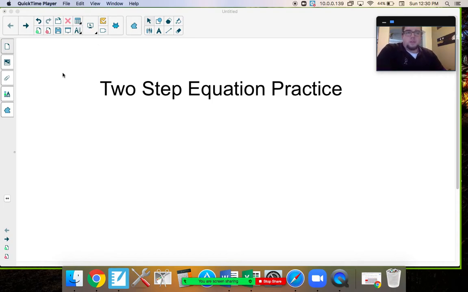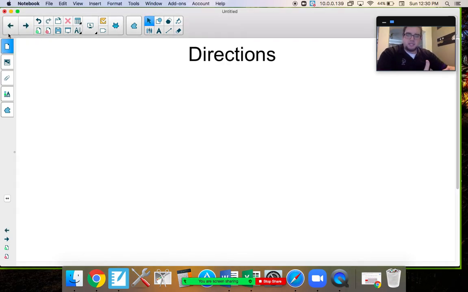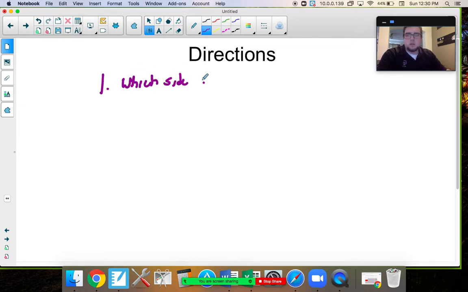So now that we've gone through one-step equations, we're going to move on to two-step equations. Here is the step-by-step process that we want to follow. The first thing we want to look for is which side the variable's on. That way we don't get tricked on what numbers we're supposed to move. So find the variable, see if it's on the left, see if it's on the right.